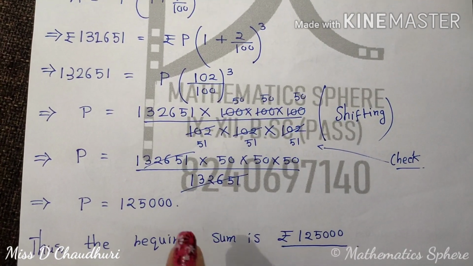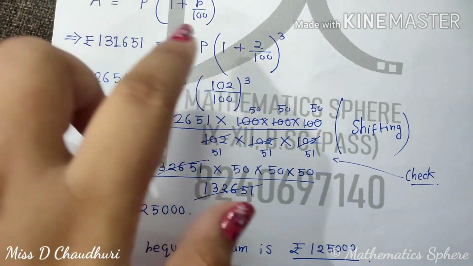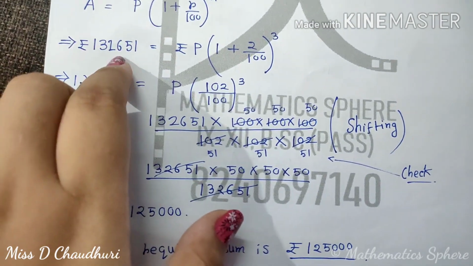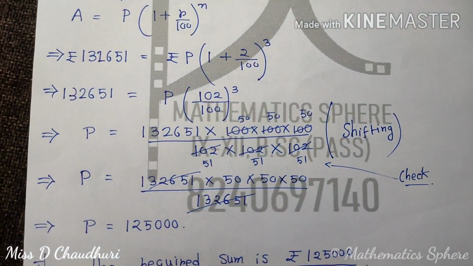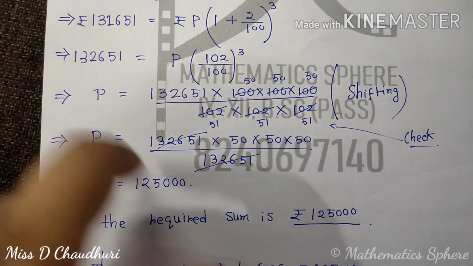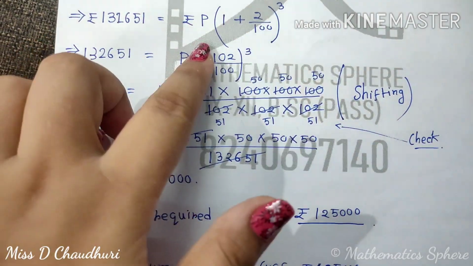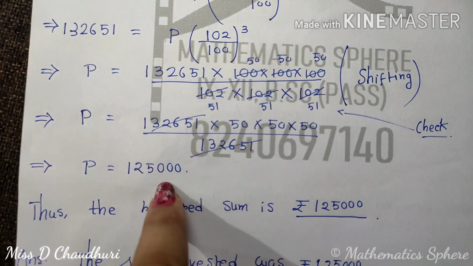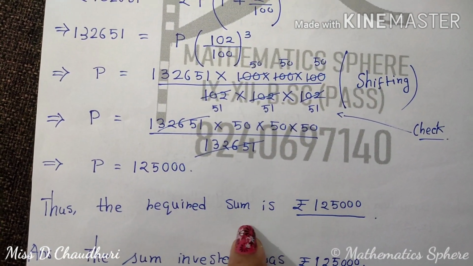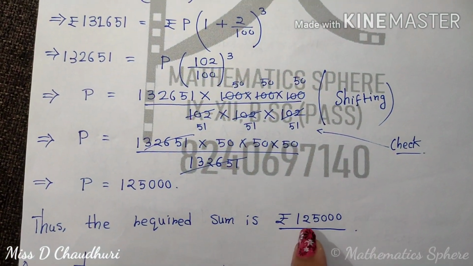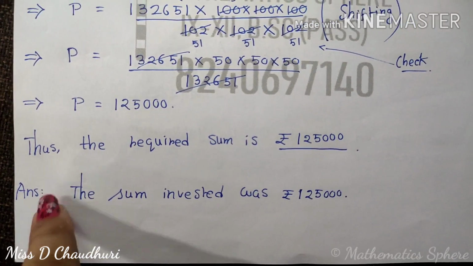So this is the thing. Always be careful, this P should come less than this A. Sometimes some students put this amount as the principal and get a very massive value. Do not make that mistake. Again I am repeating: you are going to get this P as 125000. The rupees P was cancelled, so P has no unit here. Now we will have to write it properly. Thus the required sum, meaning the required principal, is rupees 125000, and this is the sum invested. This is the answer. Done.